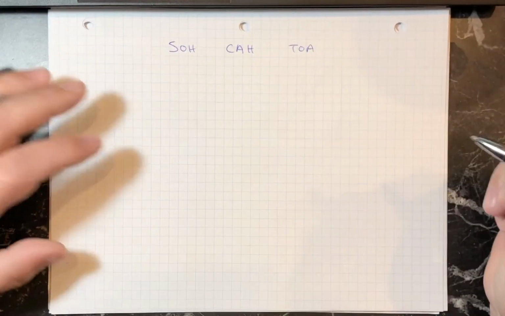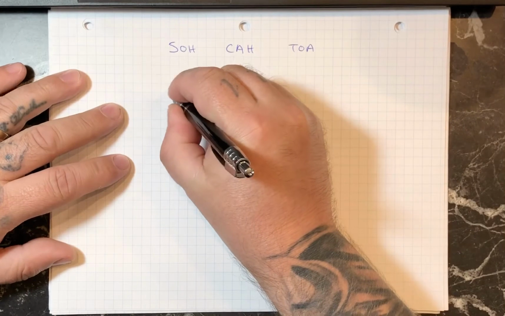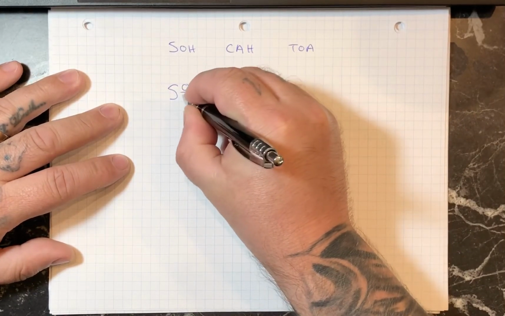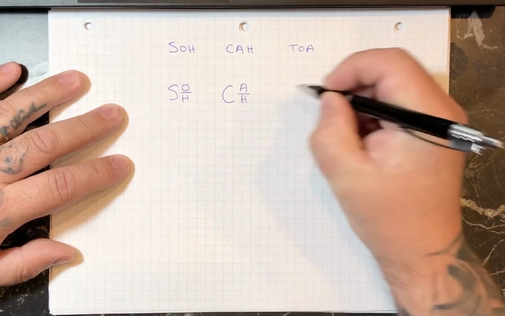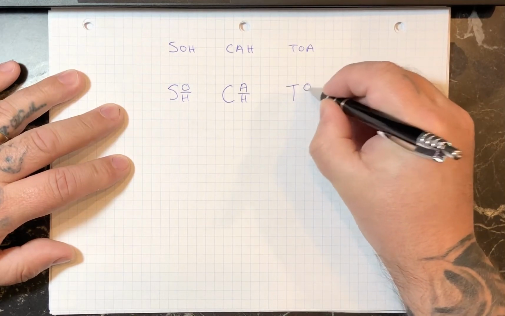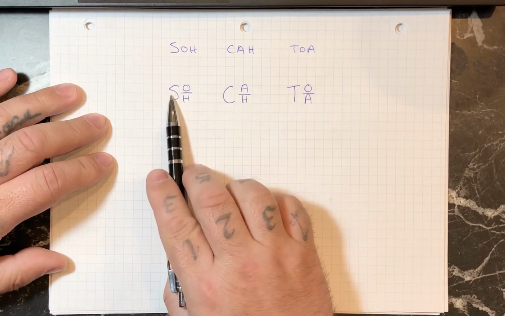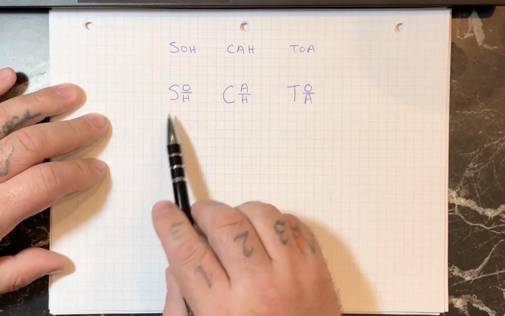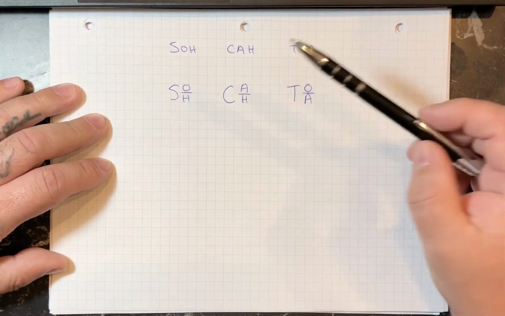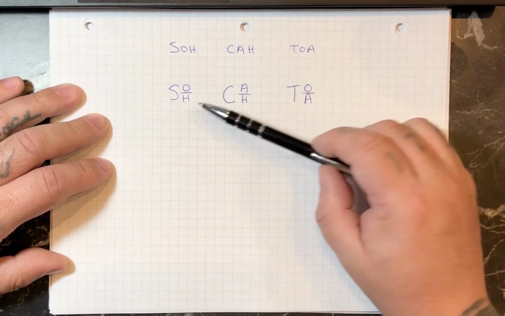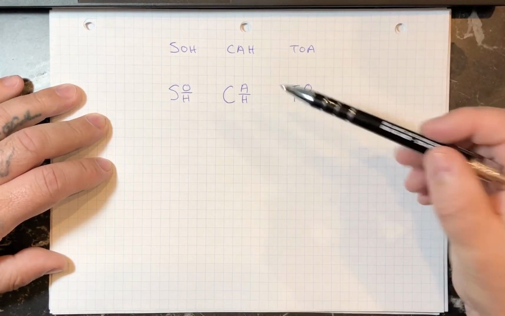One of the first things I do that helps me remember how the equations work best is to write it like this: a large S, O over H, then C with an A over H, and then a T with O over A. Now, the first letter is the trigonometric function that you use: sine, cosine, tangent. The O is always going to represent opposite. H is always representing the hypotenuse of the triangle. And then A is the adjacent.